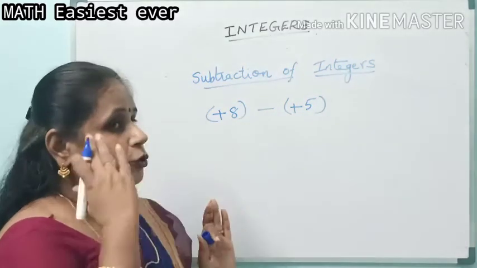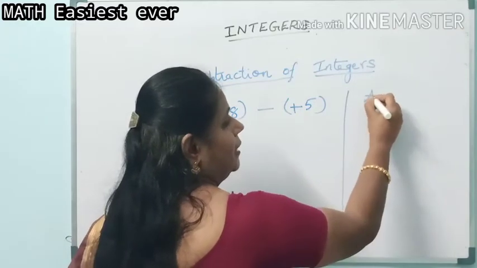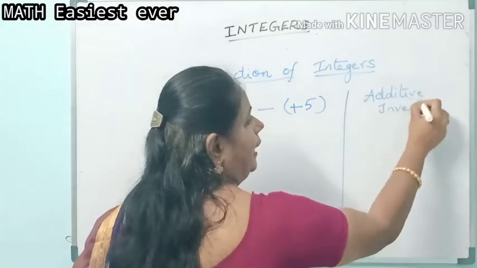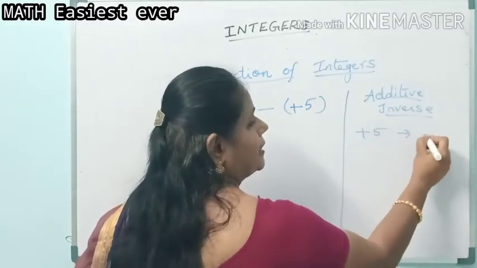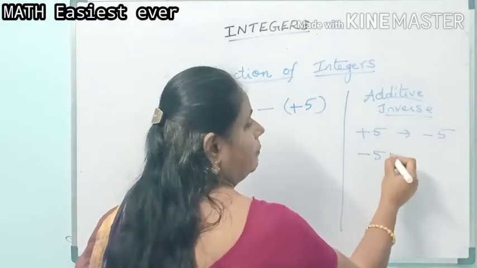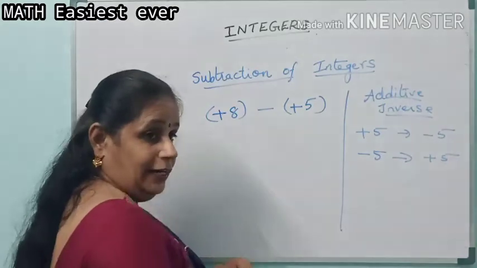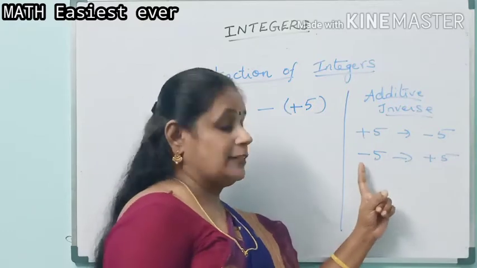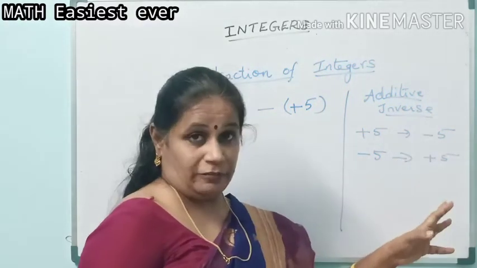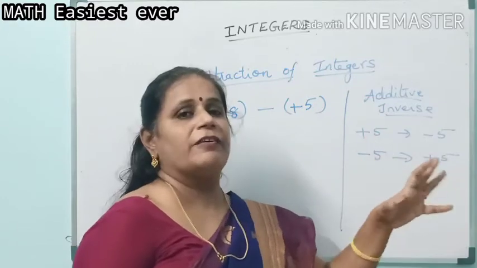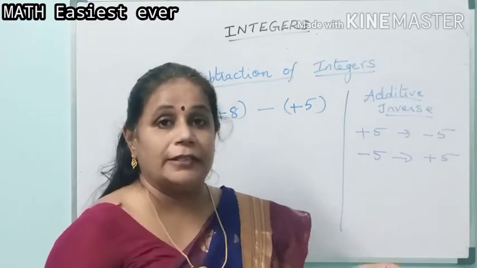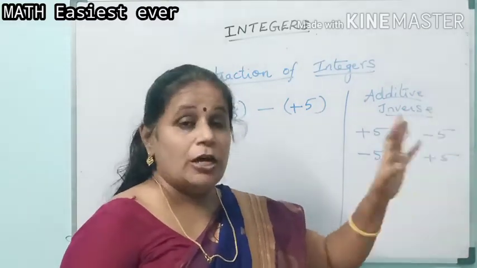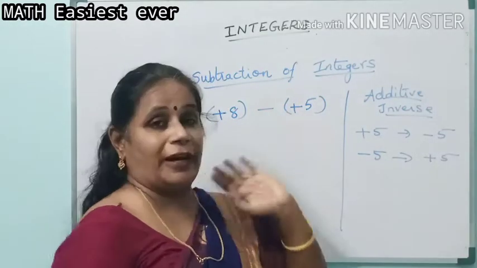For subtraction, you should recall the additive inverse. Additive inverse means the positive will become negative: plus 5 will become minus 5 and minus 5 will become plus 5. This is called additive inverse. Additive inverse means the negative of a number. These are the additive inverse of each other. That means if you add plus 5 and minus 5, you get 0. Minus 5 and plus 5, you get 0. One is called the negative of the number, or in other words, the additive inverse. So recall the additive inverse when you are doing the subtraction of integers.